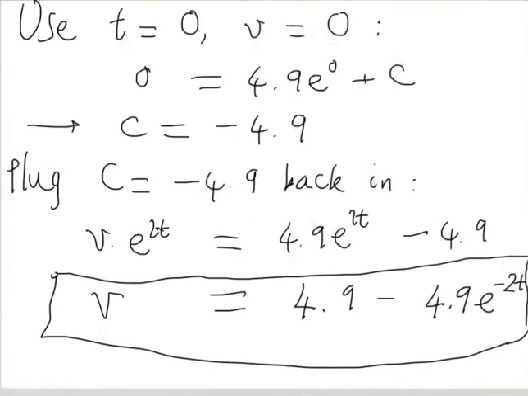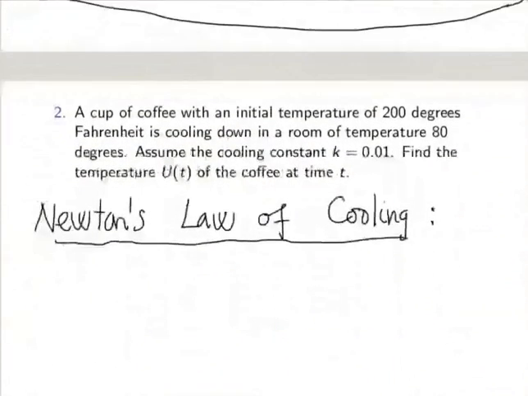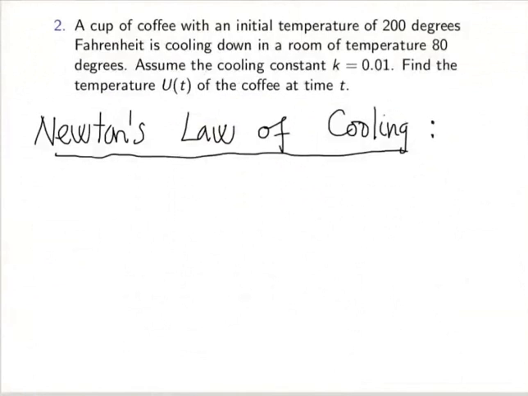We're now looking at another example. You may pause the video and read the problem. But essentially, what it says is that we have a cup of coffee with a certain initial temperature, in this case 200 degrees, and the coffee is cooling down in a room with temperature 80 degrees. And we are given a constant k, which I will explain later. We need to write down the differential equation and then determine the formula for the temperature of the coffee.